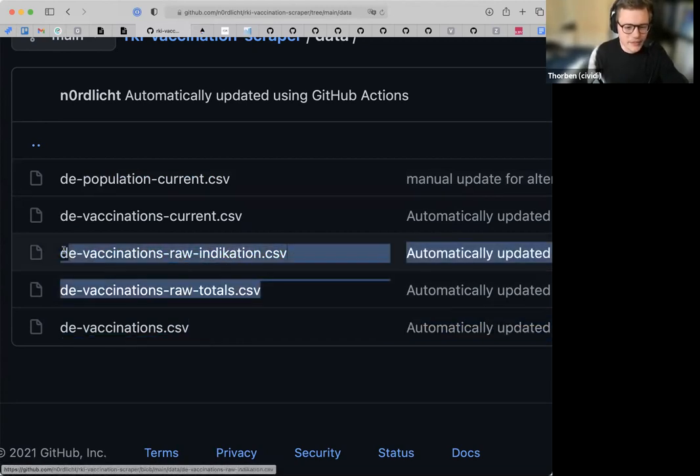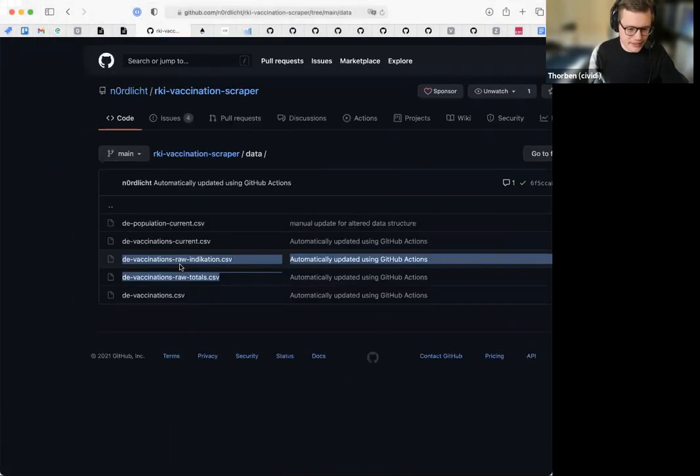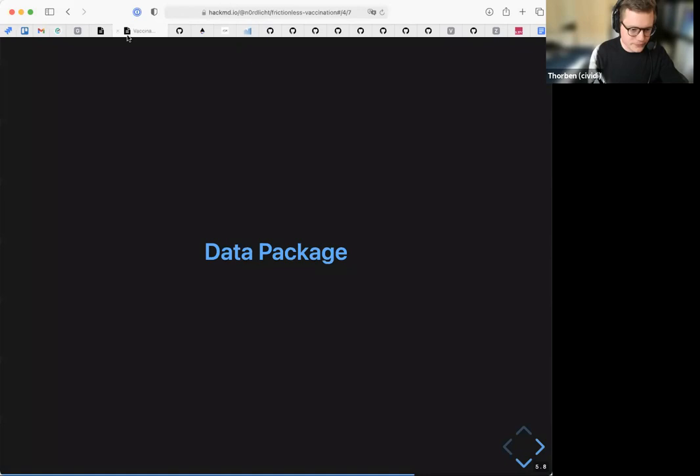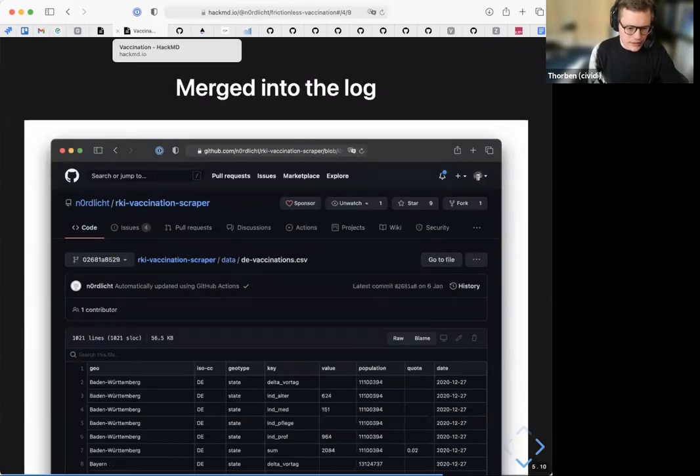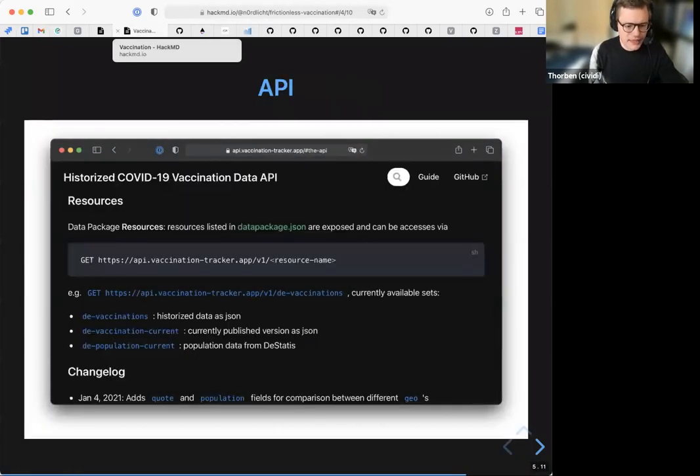And I added something for debugging, basically, that I just saved more or less the table as it comes from the RKI at some point. That's this for all ones that I talked about. And the API is very simple. So if you want to play around with it, there's api.vaccination-tracker.app. It's also on the GitHub repository, the same README, where you can see how you can just request the data in JSON format in this case.